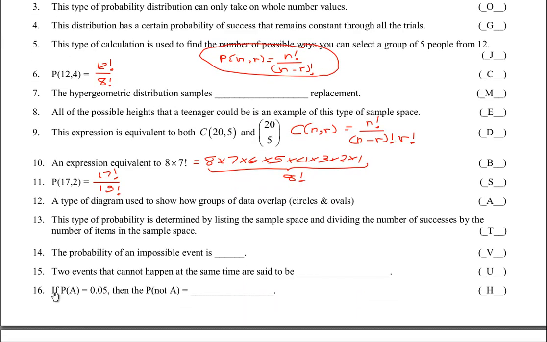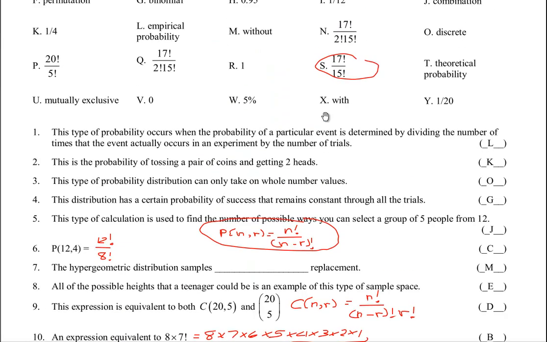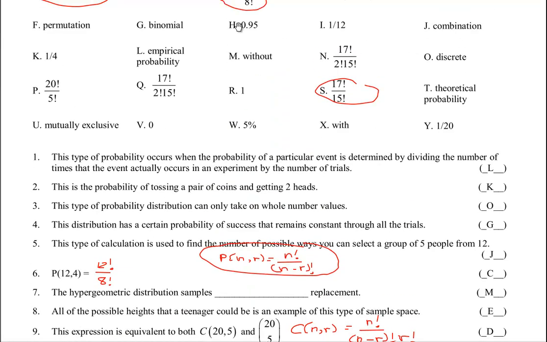Number 16, if the probability of A is 0.05, then the probability of not A, and not means the complement. So we would go 1 minus the probability of A happening, which would be 1 minus the 0.05, which would be 0.95. And so that should be answer H. We'll scroll up here, and H is the 0.95. There we go.